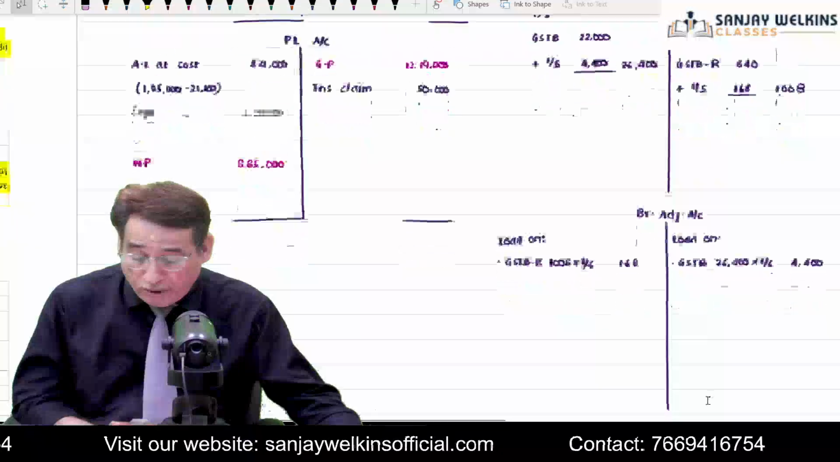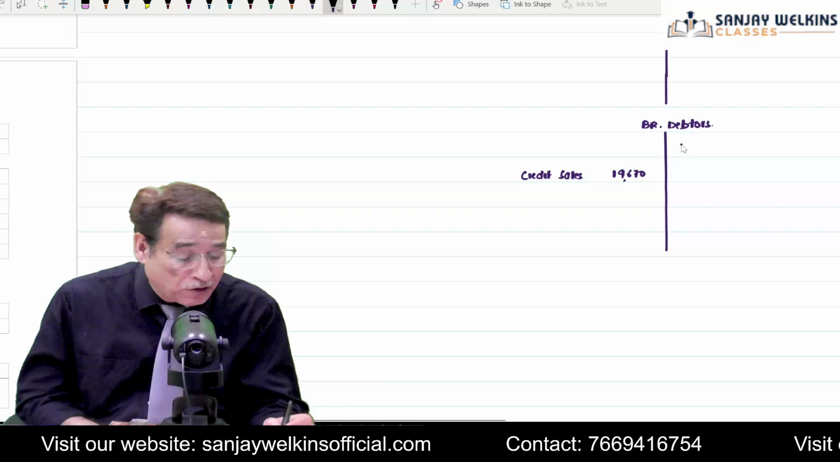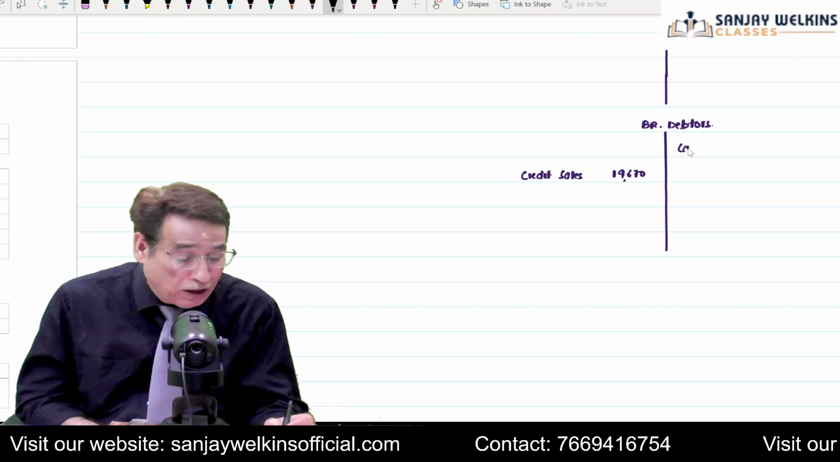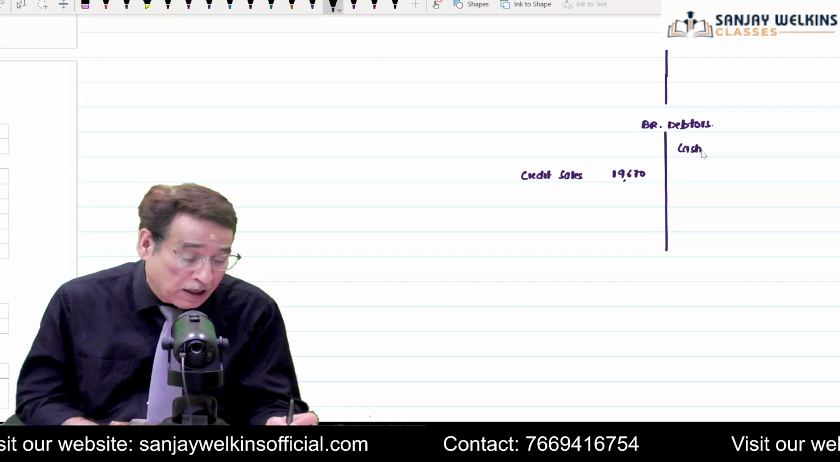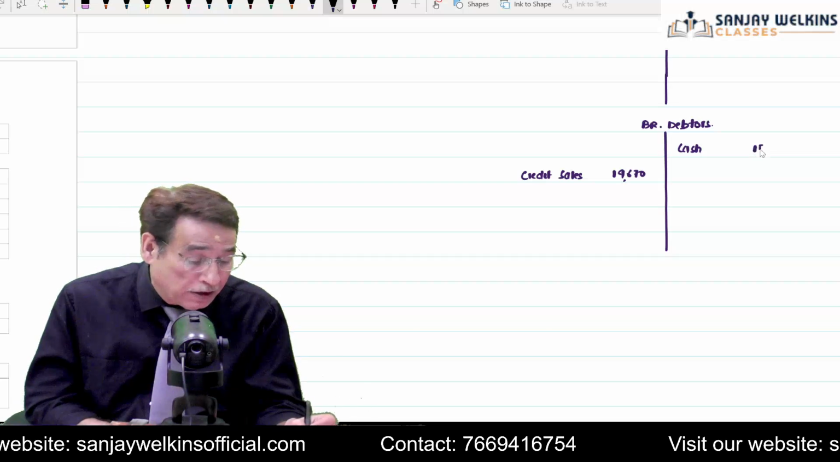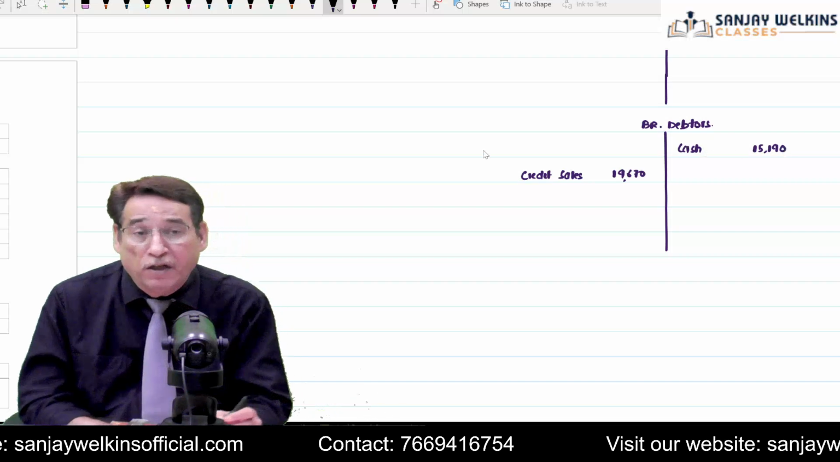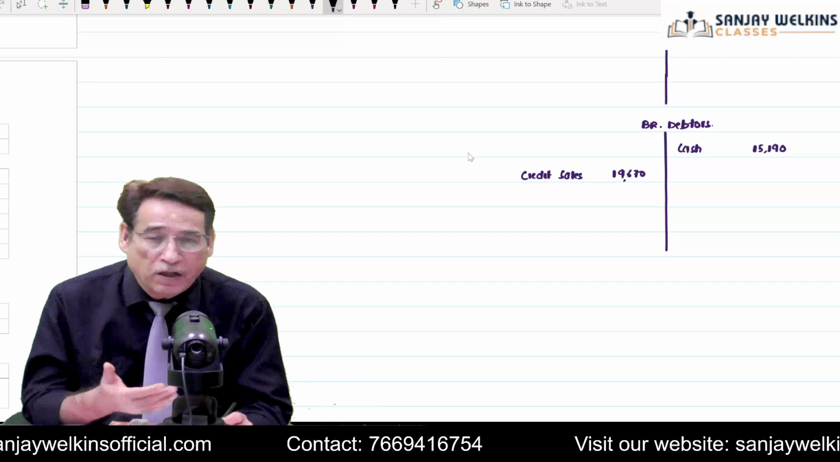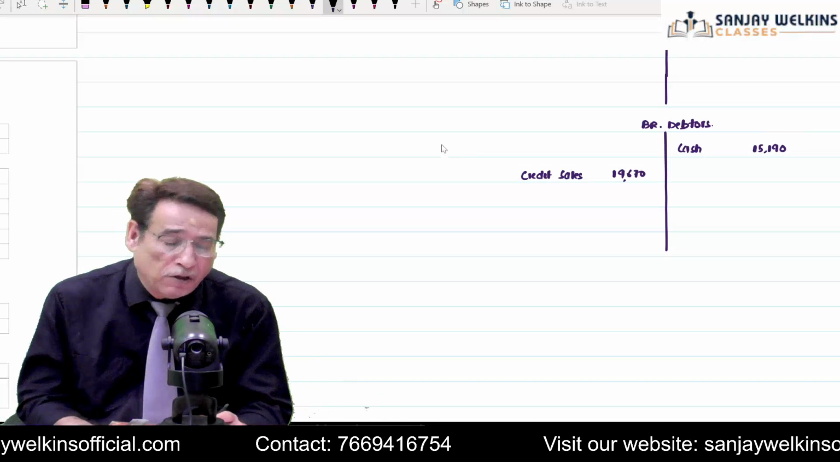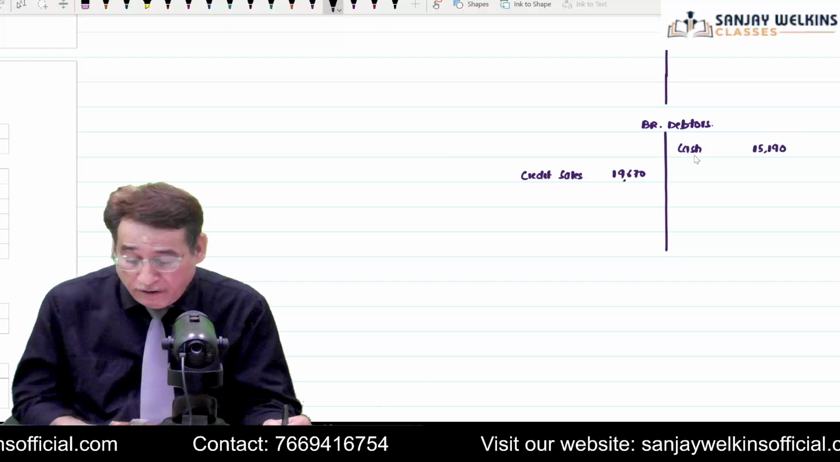Afterwards, we are being given cash receipt from debtors. Earlier, I told you that cash receipt from debtors in this method will appear only on the credit side. Cash receipt from debtors, and the amount is 15,190. Under the debtors system, we also write cash receipt from debtors under remittances in the branch account. But here we are not preparing branch account at all. So that's the reason cash receipt from debtors will fall only under debtors.